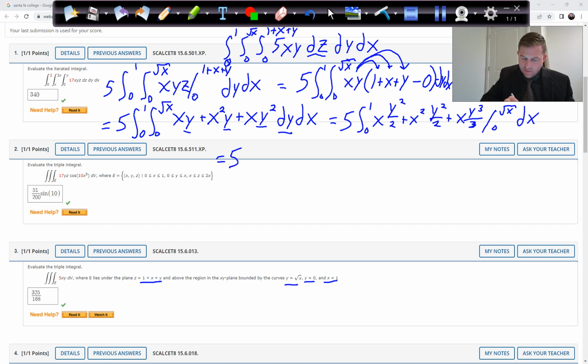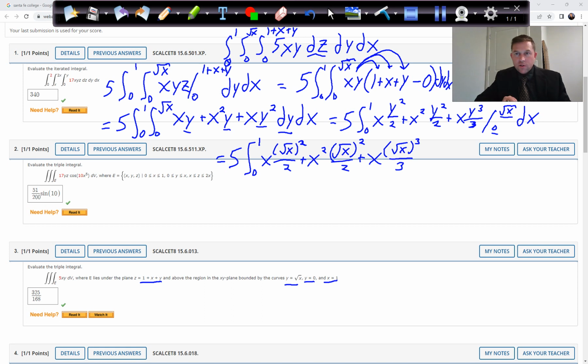So this is going to be 5, antiderivative 0 to 1 of x, plug in root x, so you get root x squared over 2, plus x squared times root x squared over 2, plus x times root x to the third over 3. And then that's the upper limit, so we just got that one. Now it should be minus the lower limit of 0, but that 0 is going to just take away all the 3 terms, so there's nothing that it contributes. So this is dx.